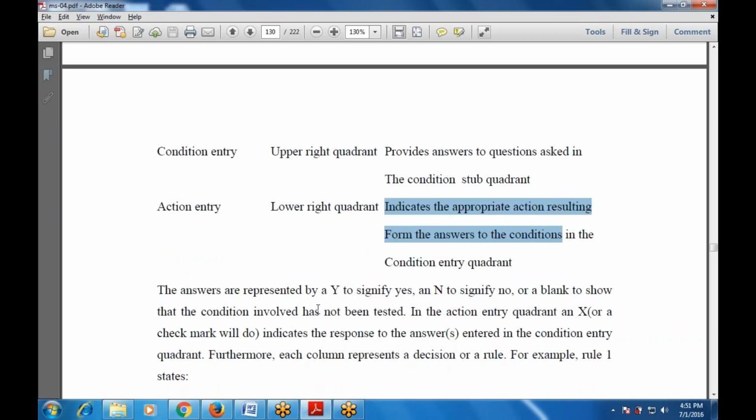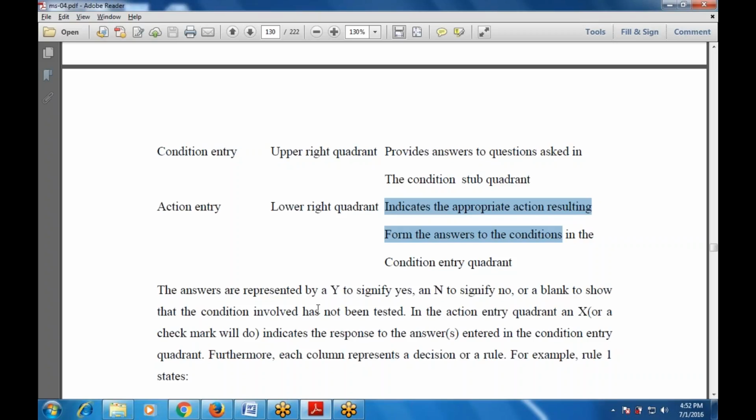And the answers are represented by a Y. That means each and every answer is represented by a Y, that is yes, to signify a yes, and an N to signify a no. And a blank to show that the condition involved has not been tested. That means the condition has not been tested, so we don't know whether it is Y or N, that is, yes or no.